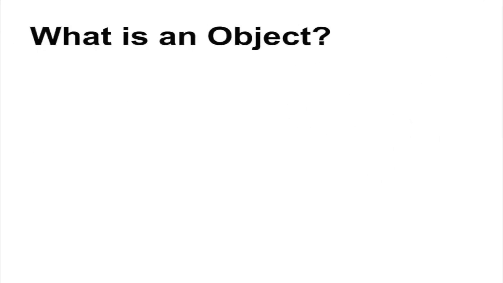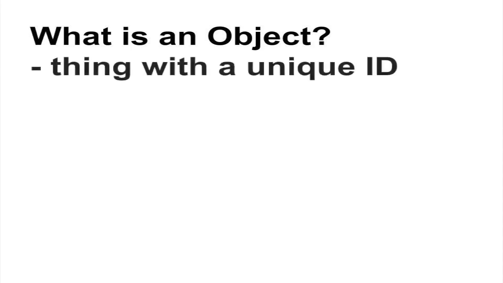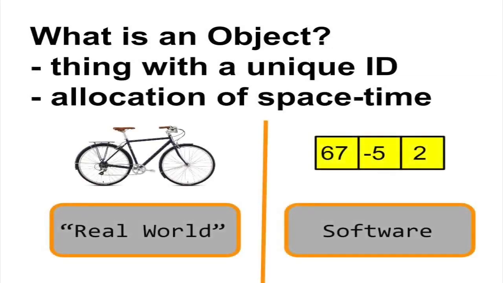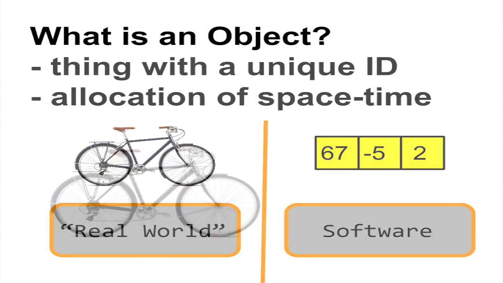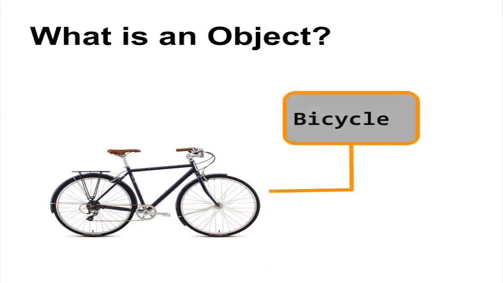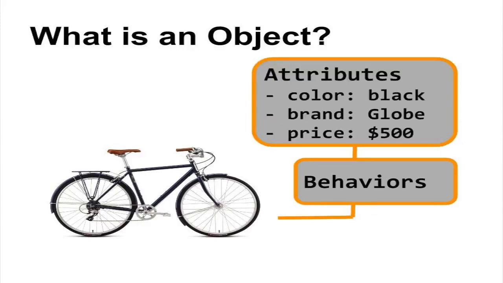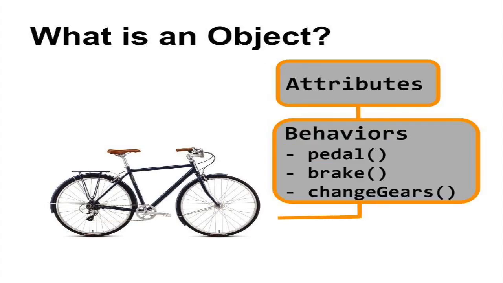In general, we can think of an object as something with a unique identity. This is true in the real world as well as in the software world. A bike, for instance, is an object with a unique identity since it occupies a unique location in space and time. Also, it possesses its own set of attributes and behaviors. Attributes may include the brand name, color, and price. Behaviors may include pedal, brake, and change gears.